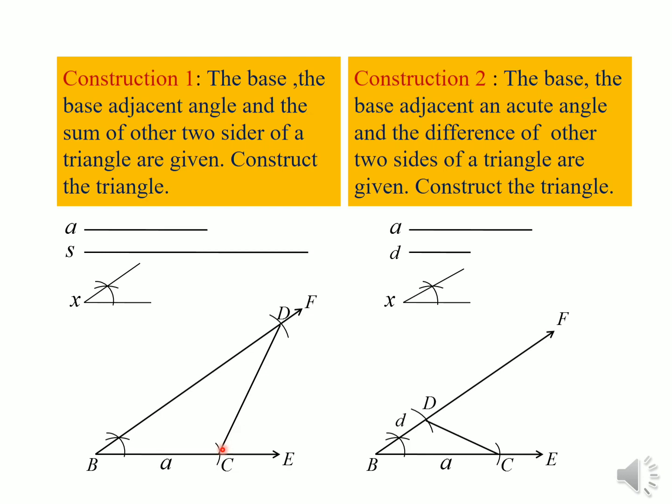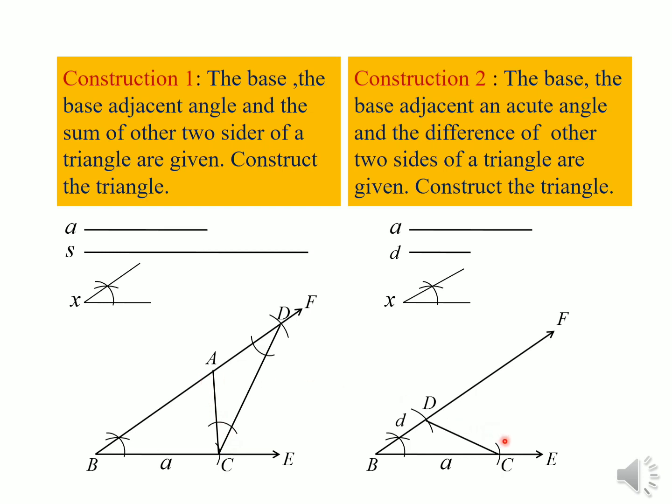Now for 1, at point C, we draw angle DCA, and this angle is equal to angle BDC. I want to repeat. At point C, we draw angle DCA, which is equal to angle BDC. Let CA intersect BD at point A. So therefore triangle ABC is the required triangle.